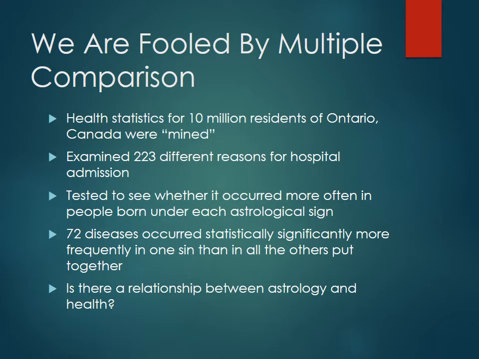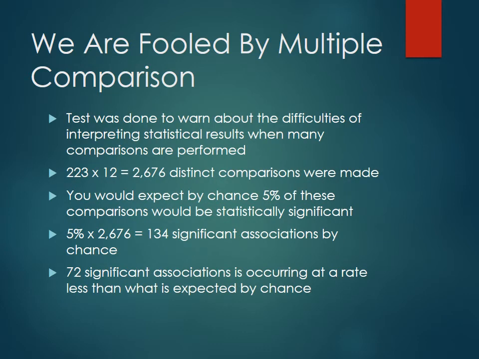What they actually found was that 72 diseases occurred statistically significantly more frequently in one astrological sign than in the others. Does that make sense? Are medical conditions linked to astrological signs? Doesn't make sense. No, they don't, right? So we know there's really no good relationship between astrology and health.